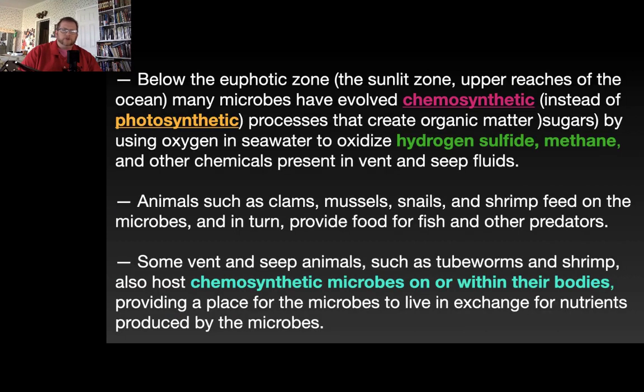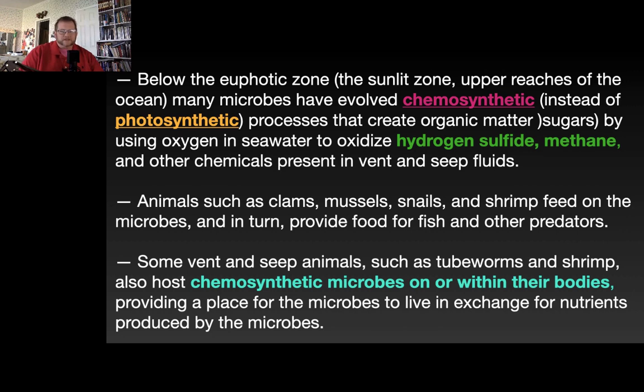So below the euphotic zone, that's the sunlit zone, the upper reaches of the ocean, there are many microbes, things like bacteria, viruses, euglena, parameciums, things like that. A microbe is something that's microscopic that we can't see. There are many microbes that have evolved chemosynthesis. Chemosynthesis is basically the same process as photosynthesis.